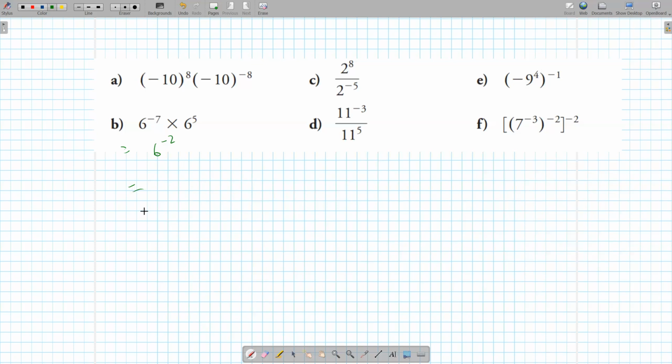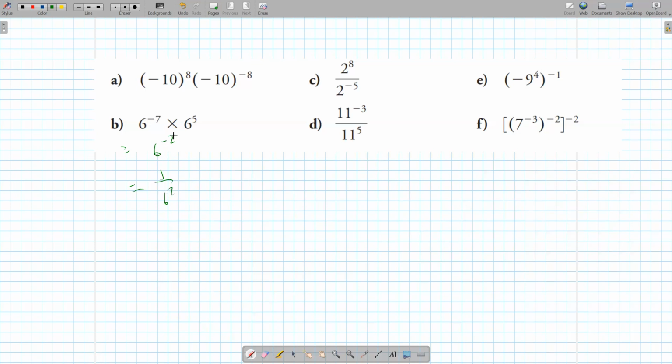We don't want negative exponents ever, okay? I mean, technically that's still right, but we don't want negative exponents. How do we make the exponent positive? You put it under 1. Yeah, you put it under 1 and boom, you're done, okay?